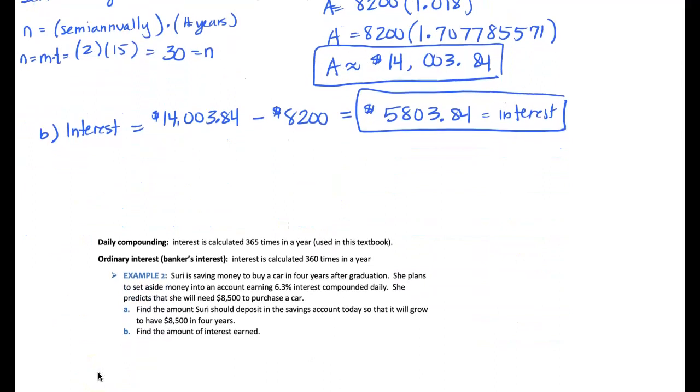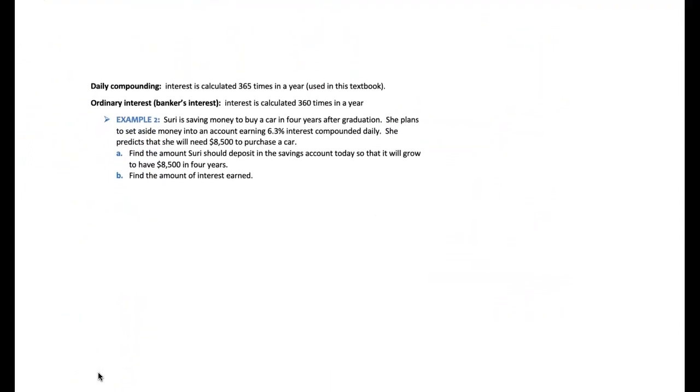Before beginning example 2, let's take a look at daily compounding compared with ordinary interest. Daily compounding would be every day, and there are 365 days in a year, so that would have an M of 365. However, and that's used in our textbooks. There are some textbooks that use ordinary interest, so if you see something that says ordinary interest, then that's 360 times in a year.